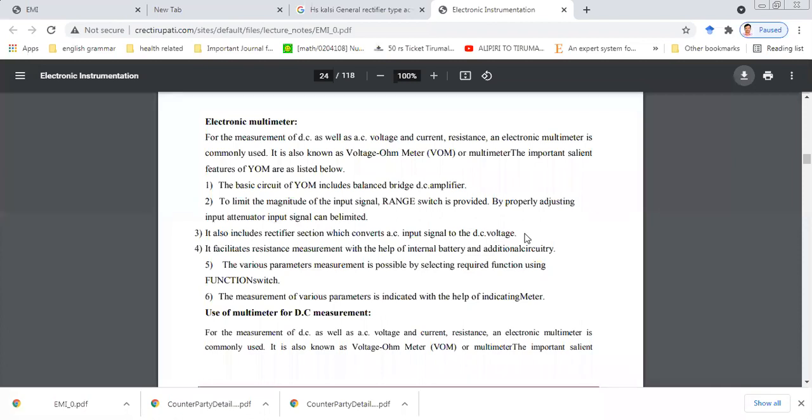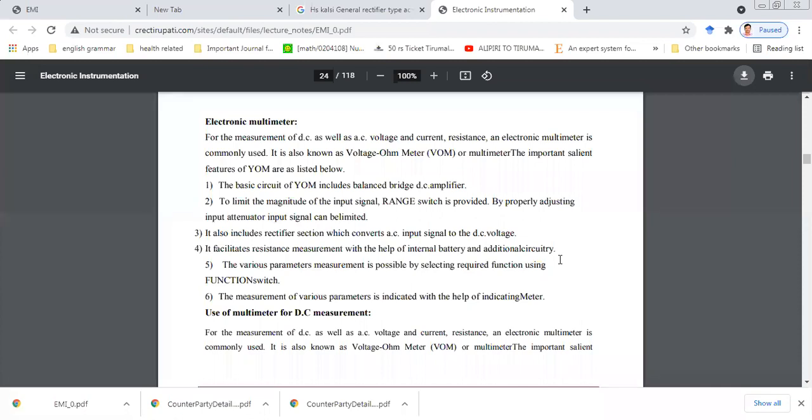Suppose we have to measure the AC voltage. With this multimeter we can measure both AC and DC voltages. To measure the AC voltage, we have to convert it into DC voltage. It requires a rectifier circuit, which is also constituted in the multimeter. It facilitates resistance measurement with the help of an internal battery and additional circuitry. To measure the resistance, we have to add a battery, so an internal battery and additional circuitry will be provided.